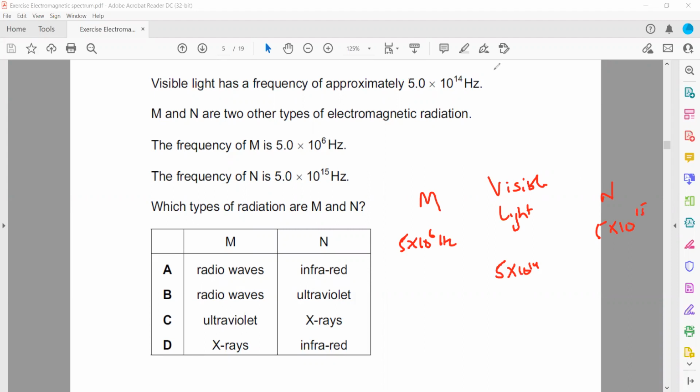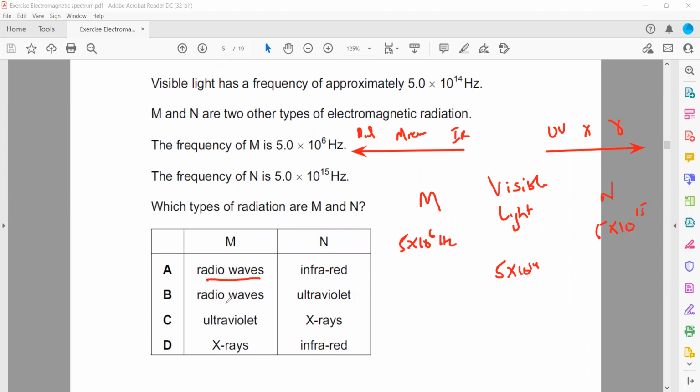The light rays which have a higher frequency than visible can be ultraviolet, UV, X-ray, or gamma. And the ones which have a lower frequency than visible are infrared, micro, or radio. So M can be infrared, micro, radio.